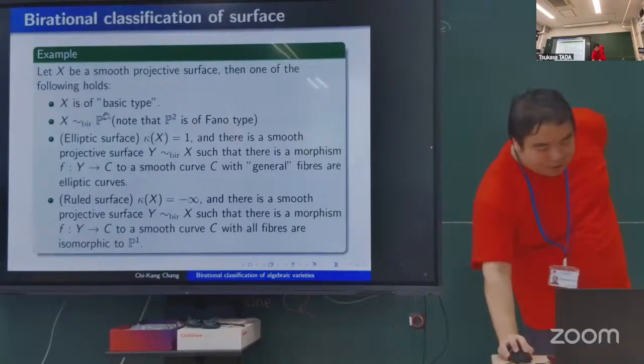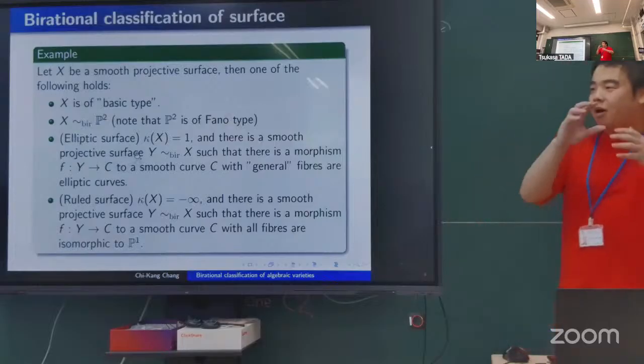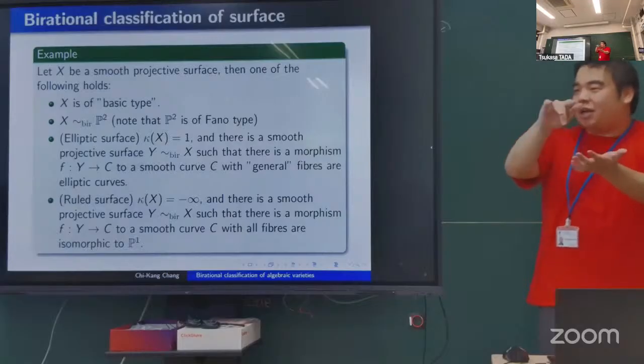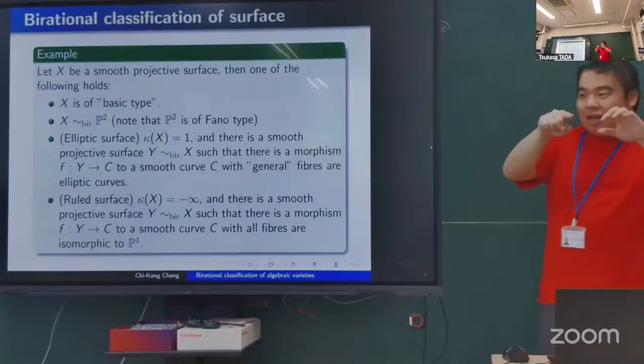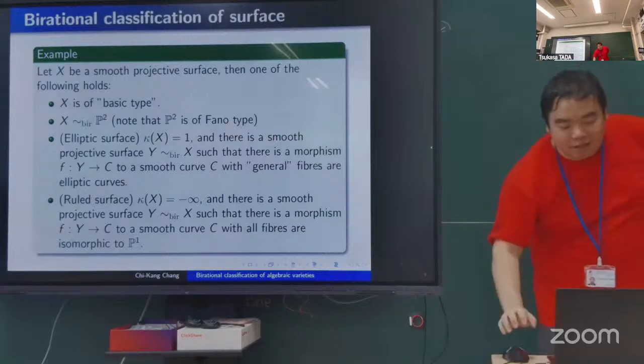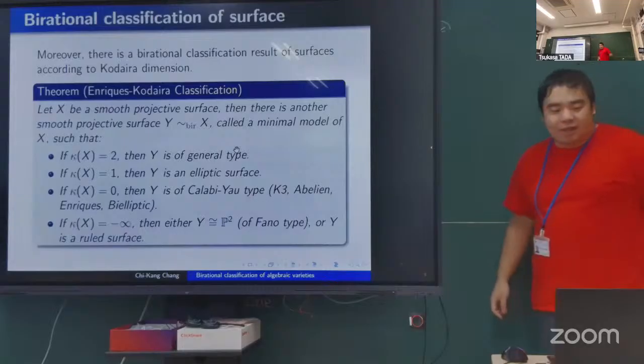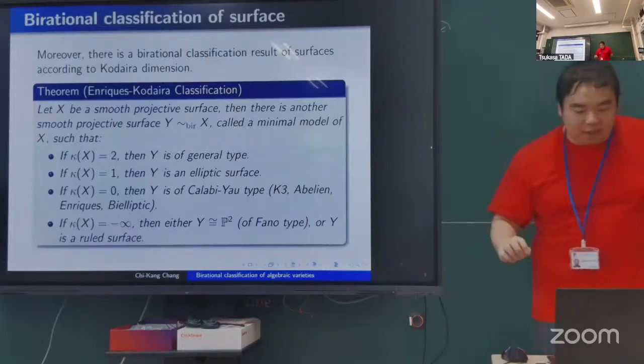For example, a smooth projective surface is either already basic type, or it is birational to basic type, or it will be in a fibration of curves. So it can be regarded as a fibration of a curve over another curve, and the curves are basic type. An important result is the Enriques-Kodaira classification.